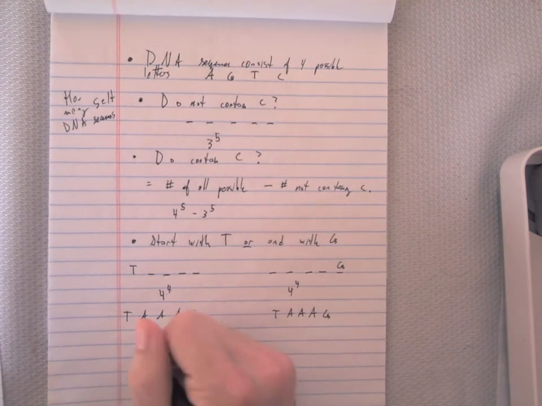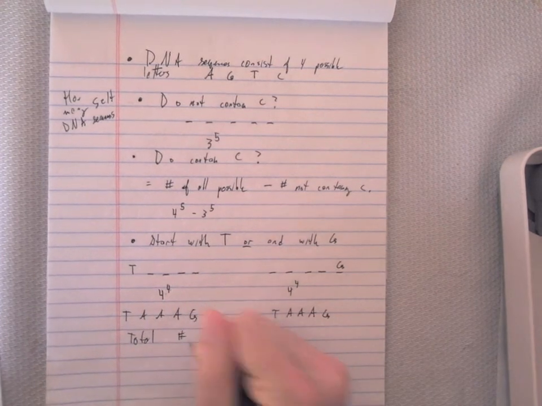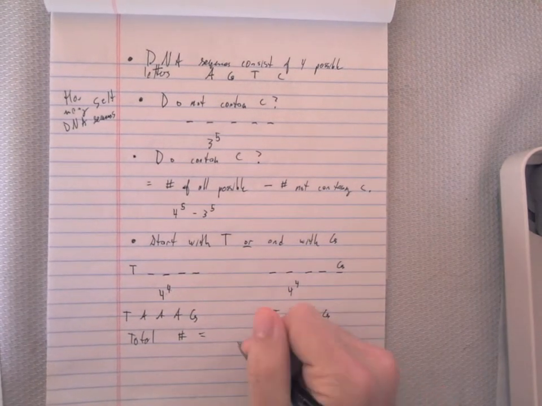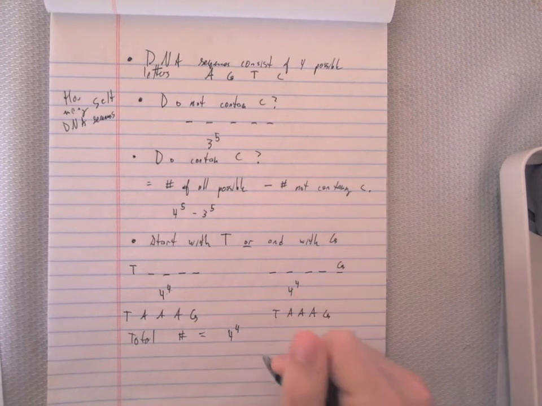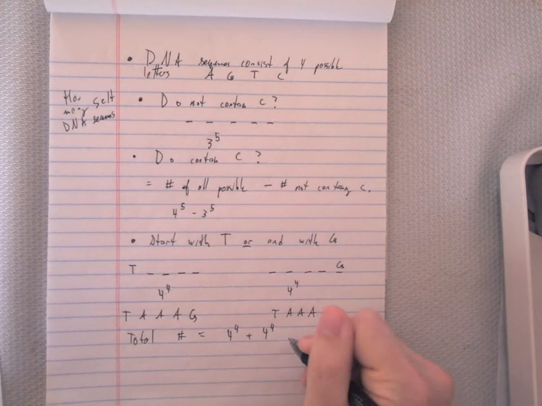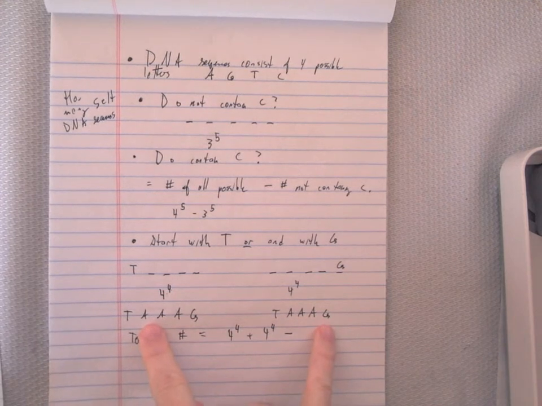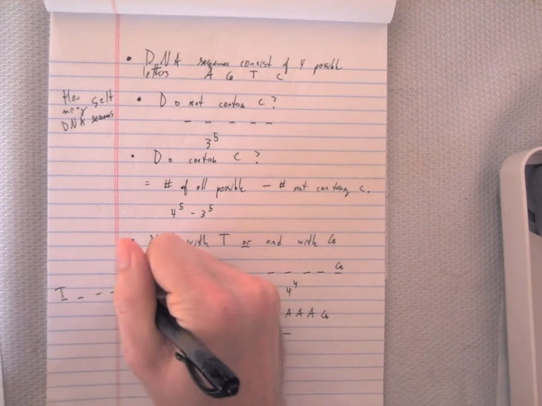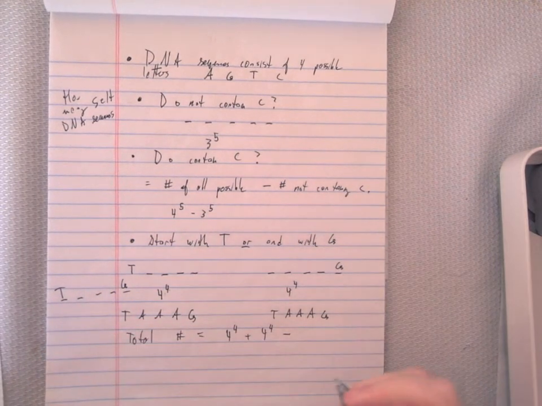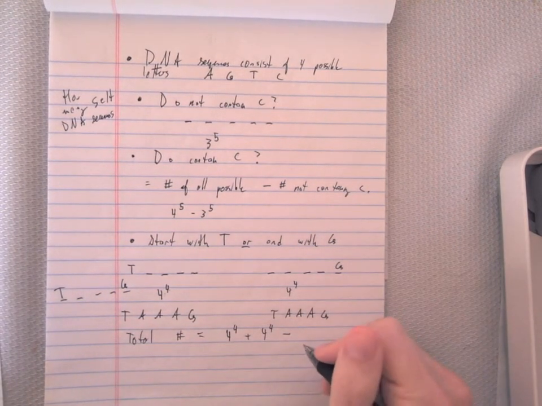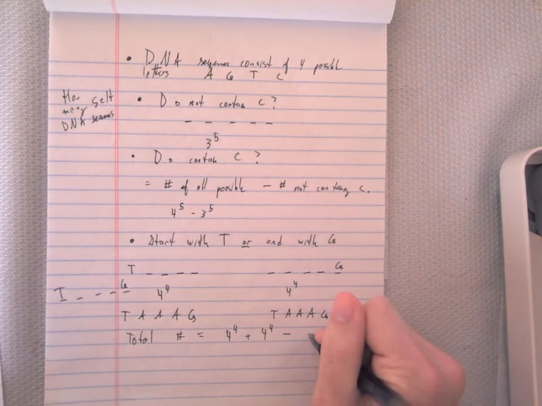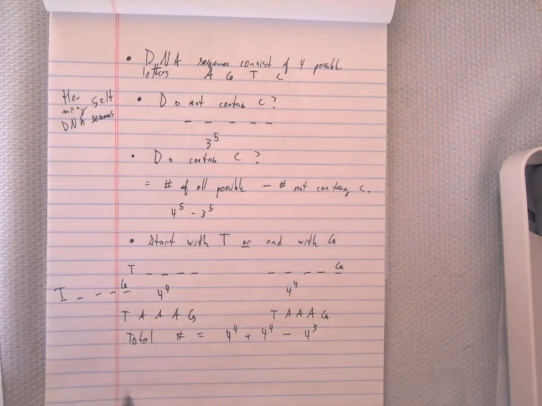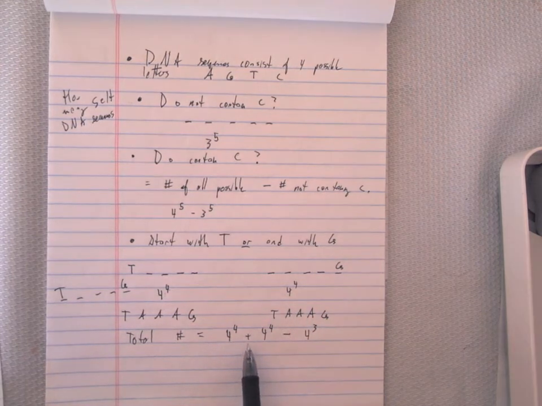So the total number is equal to 4 to the 4 plus 4 to the 4 minus, and now I need to look at the size of the intersection. That's the size of, if you have a T first and then a G last, how many choices do you have? Well, you have 3 slots with 4 choices each, so minus 4 cubed. So here, this number should be 4 to the 4th plus 4 to the 4th minus 4 cubed, where this is really just the inclusion-exclusion principle.